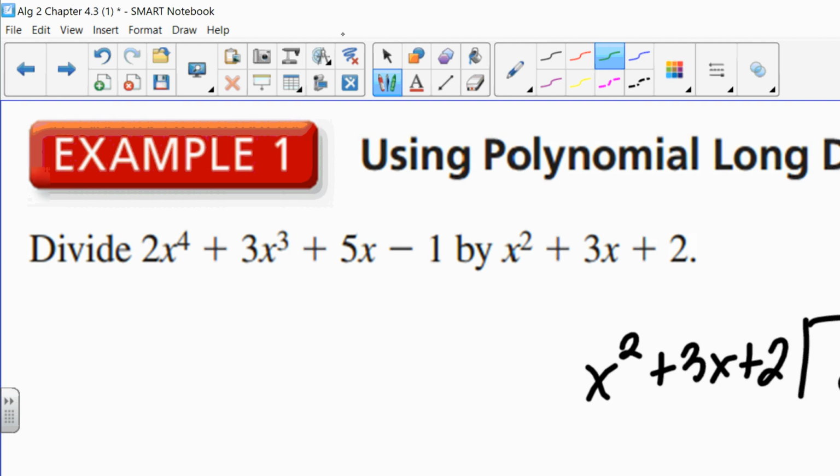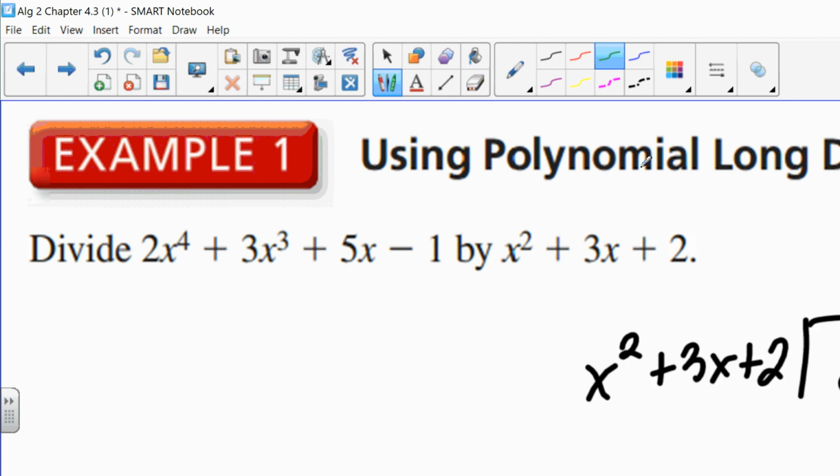Any questions on this here so far? So we have it all set up, yes? Now we're looking at what? We need to eliminate 2x to the fourth, yes? So we're trying to look and see what do we need to multiply x squared by to get 2x to the fourth, yes? Yes. Question? So what do we need to multiply x squared by to get 2x to the fourth? 2x squared.